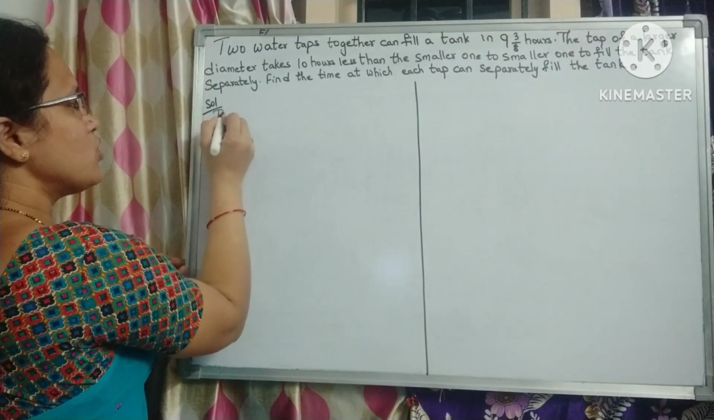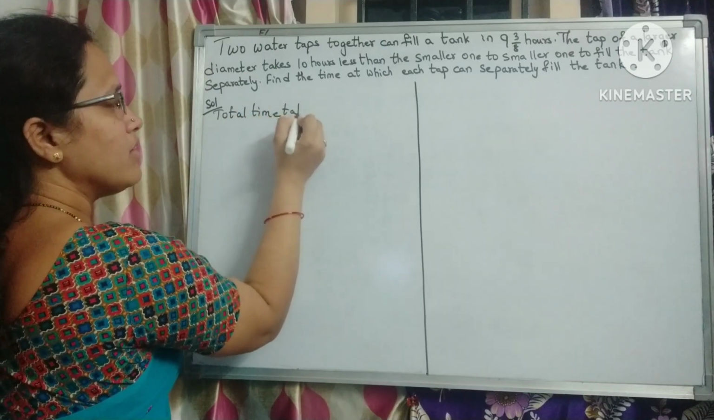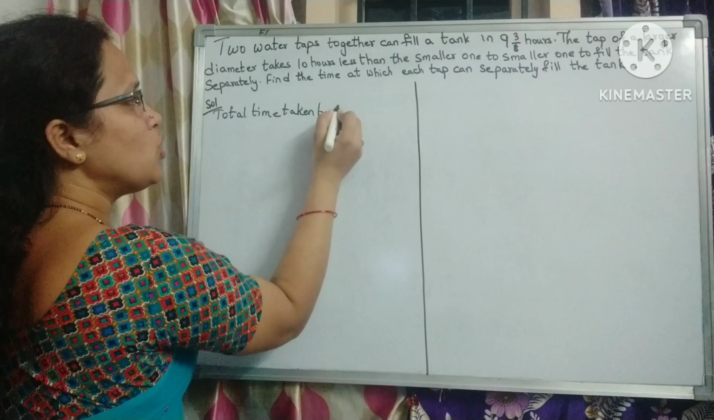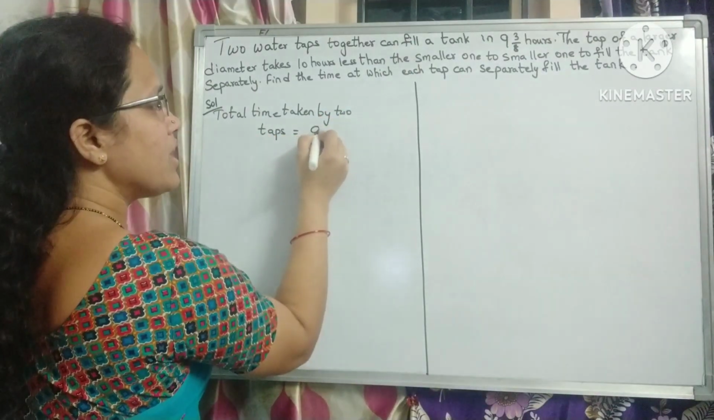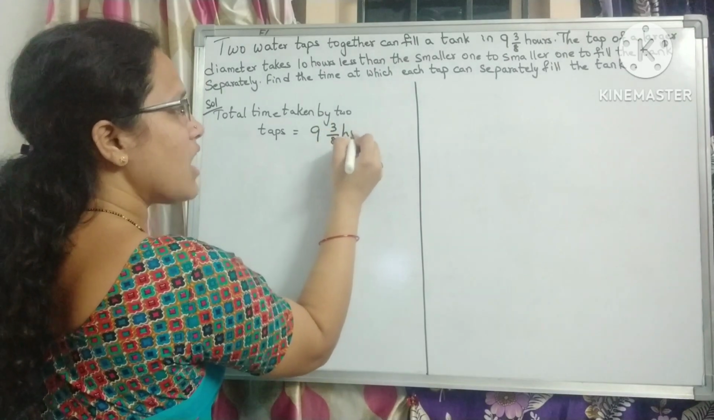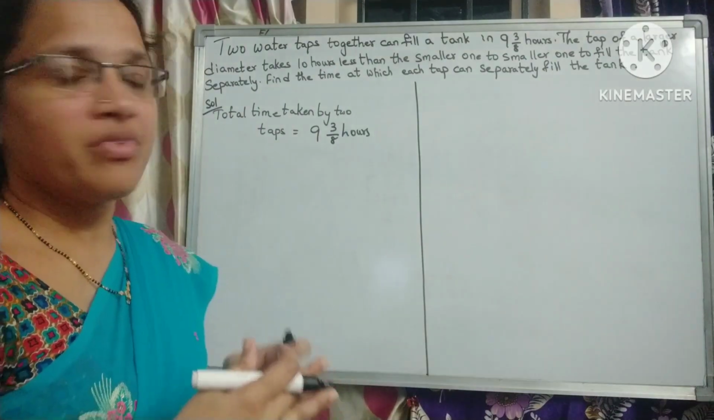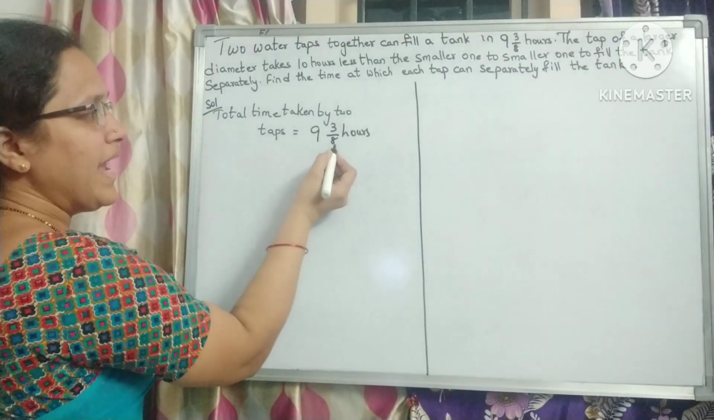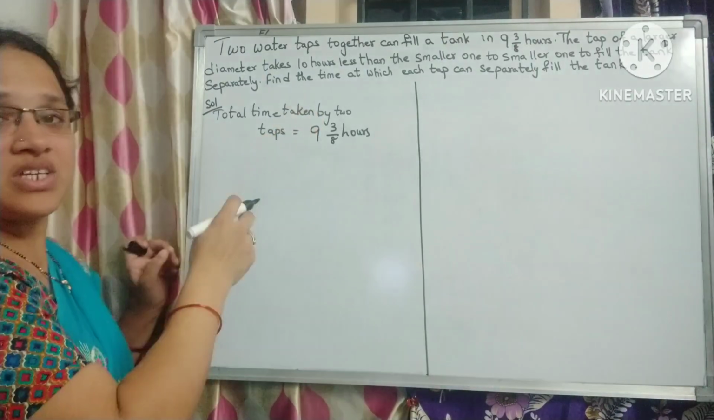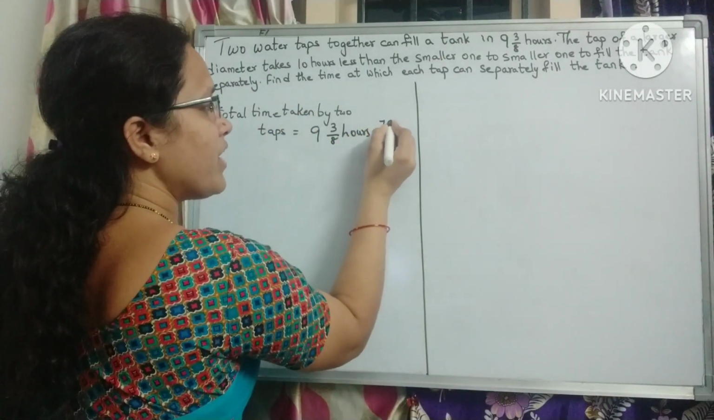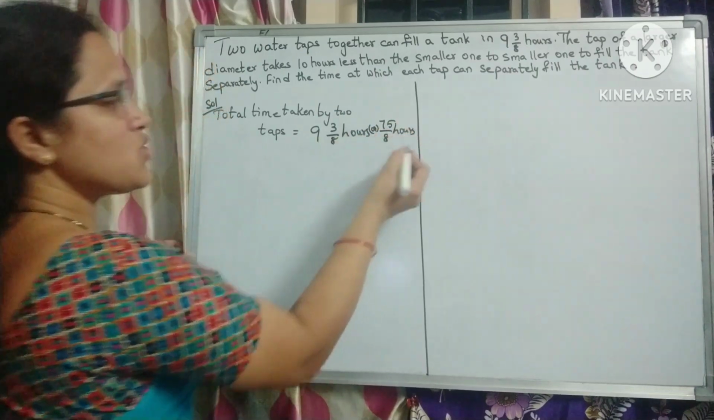So two water taps together can fill a tank in 9 3/8 hours. The total time taken by the two taps becomes 9 3/8 hours. Now it is your time to change the mixed fraction to an improper fraction. 8 nines are how much? 8 nines are 72. 72 plus 3 is 75. So it is 75/8 hours. You can write it either way.